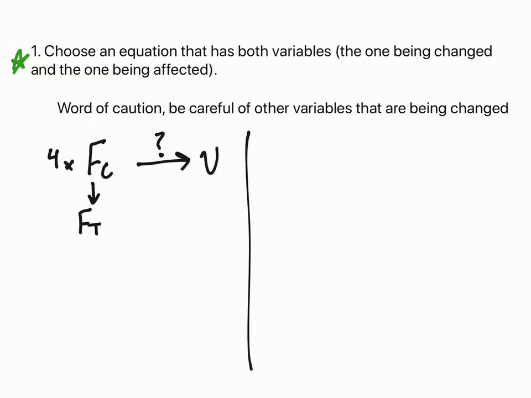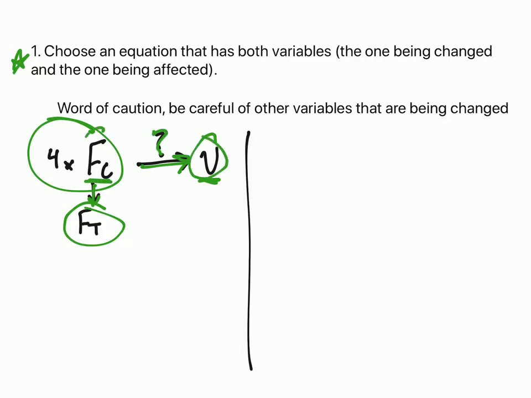So we need to choose an equation that has the variable we're changing and the one being affected. We are quadrupling the centripetal force, in this case the tension, and we're seeing how that's affecting the velocity. So the equation we use needs to have velocity and centripetal force. And we want to see how quadrupling the centripetal force will affect the velocity. So we need to choose an equation that has both variables in it. Fortunately, there's only one, which makes this one extremely straightforward, not a whole lot of thinking to it.